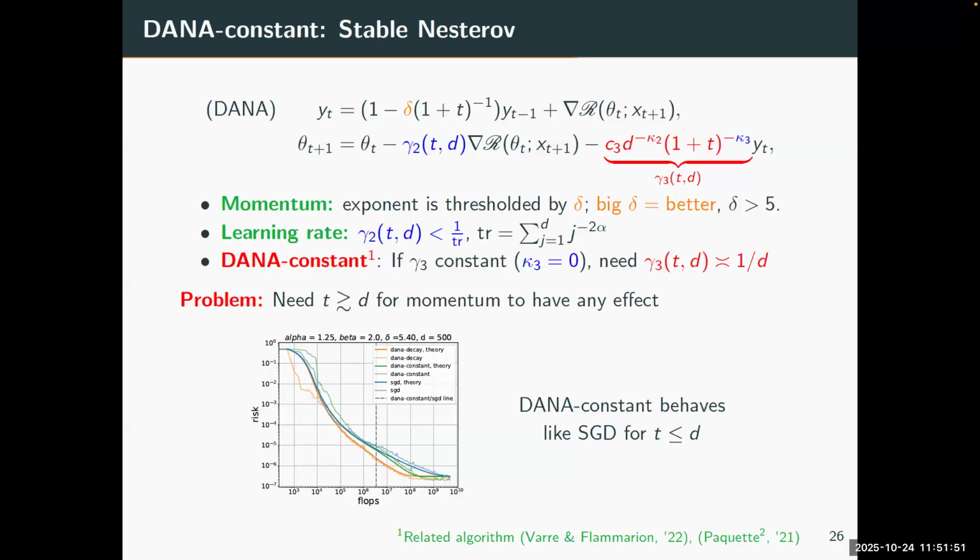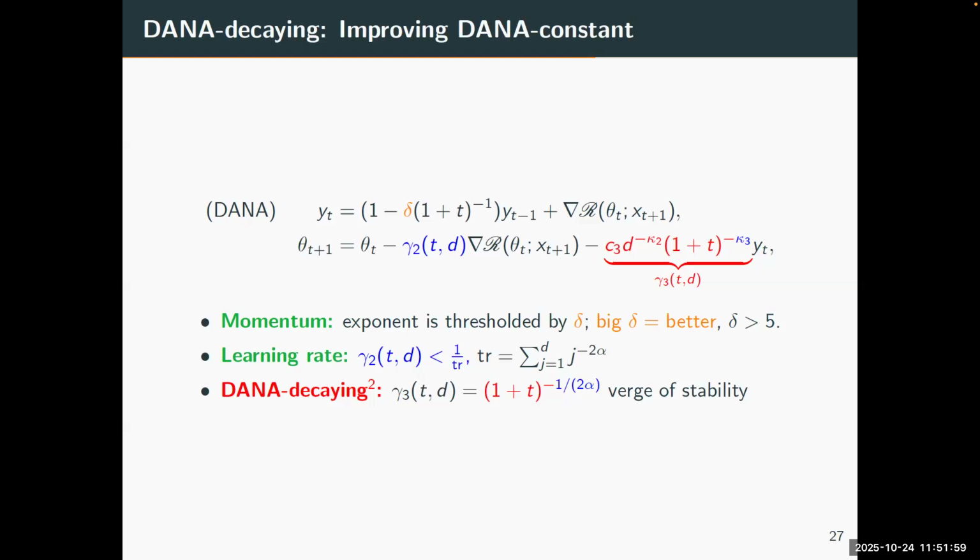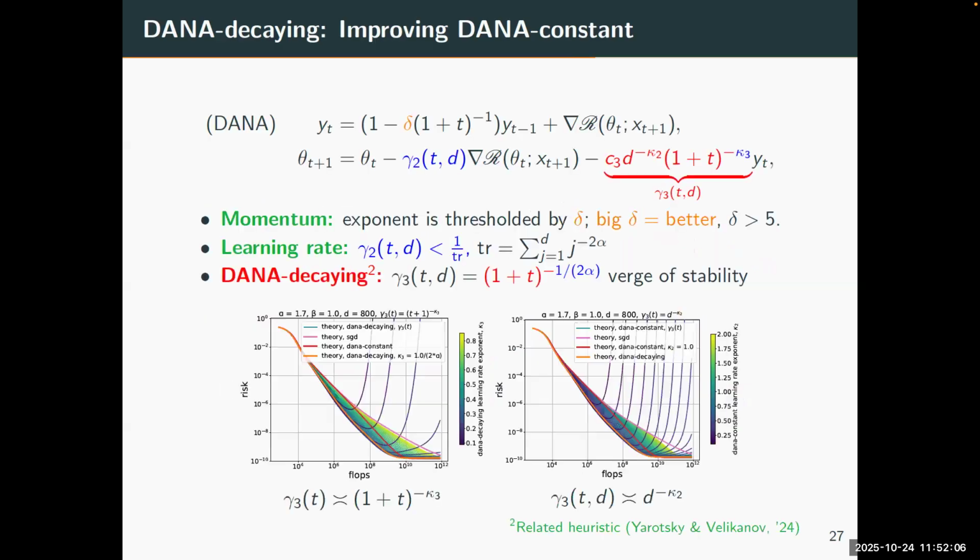You would fix it by saying, okay, I shouldn't have used a constant here. Let me use a time-dependent thing. So you can use a time-dependent thing, and the thing you should try to use is something like 1 plus t to the negative 1 over 2 alpha. And if you do that, then you actually get acceleration for all time. And how does it come about? It's actually really cool to see this. So where does this thing come about?